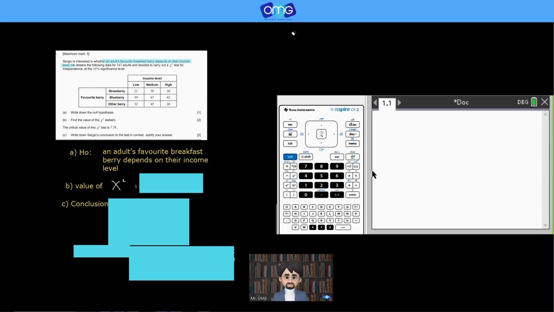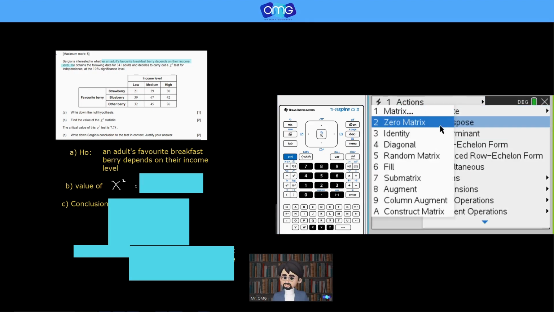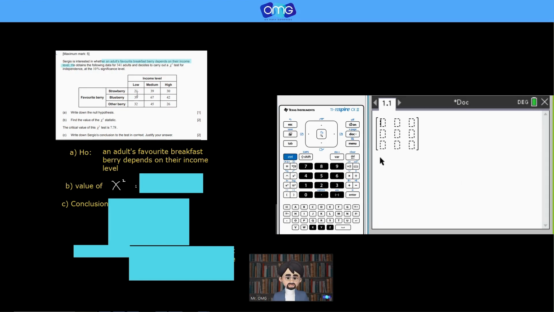What is the value of chi-square? From here we use the matrix, and create a 3 by 3 matrix because it's 3 by 3. Let's write down 21, 39, 30.